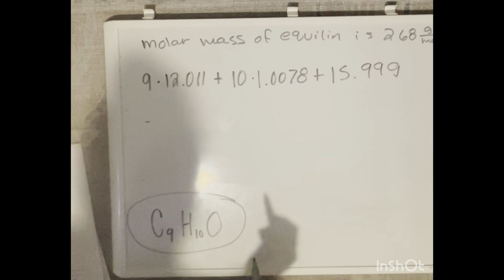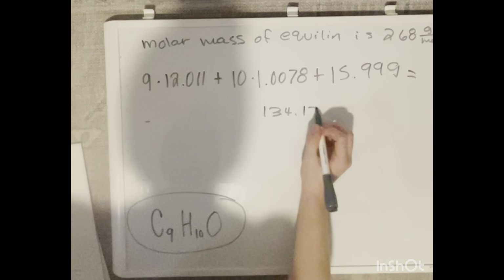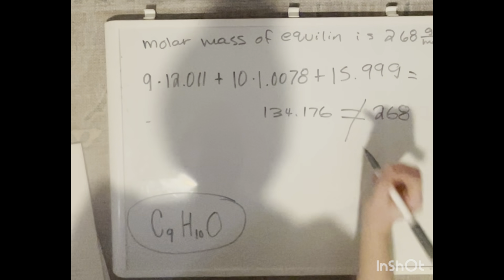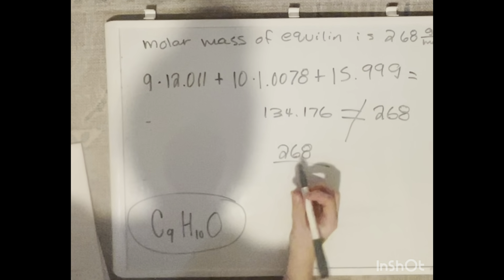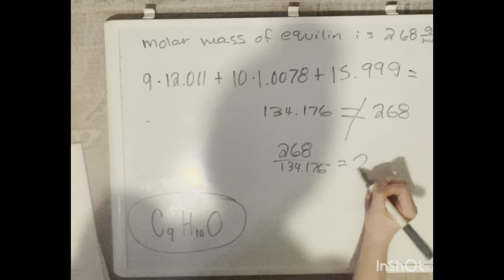So then, from there, all of that equals 134.176, which clearly does not equal 268. So we know that is not it. So then my next step would be to take 268 and divide it by 134.176, just to see how many times it's going to go into it, which is twice.